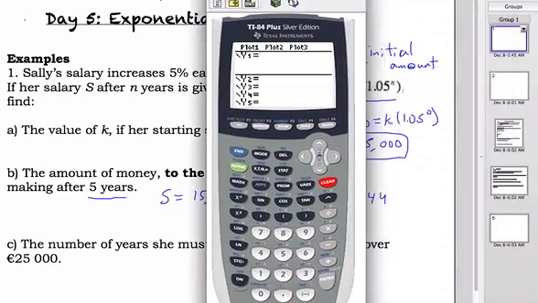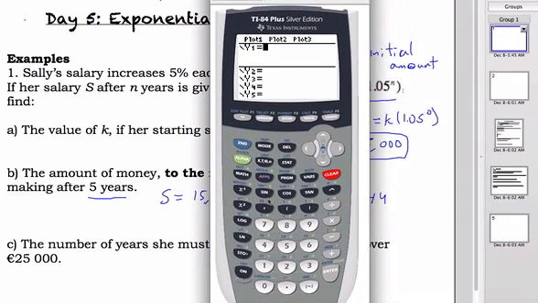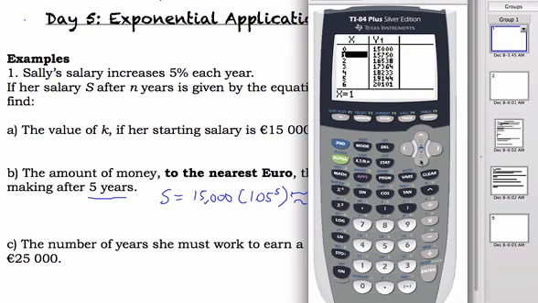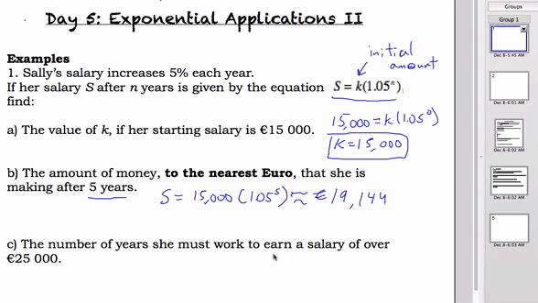To find the number of years she must work to earn a salary over 25,000, I'm going to type the equation into the calculator, then go to table. I'm going to type in 15,000 times 1.05 to the power of x. We can graph it, or we can go to second function table. There are all my values. I'm going to find the first year that she gets more than 25,000. That is year 11, so after 11 years.